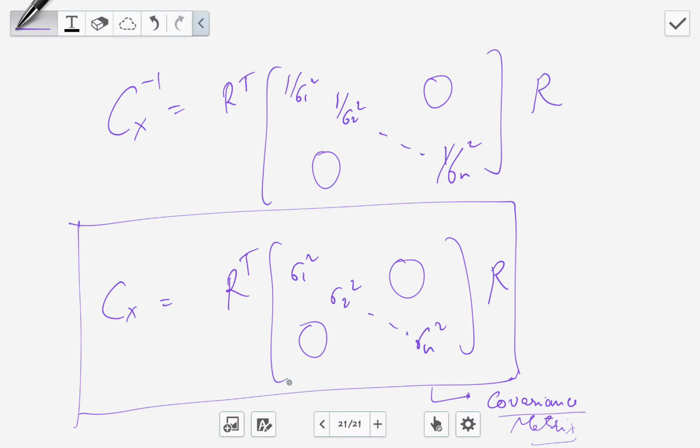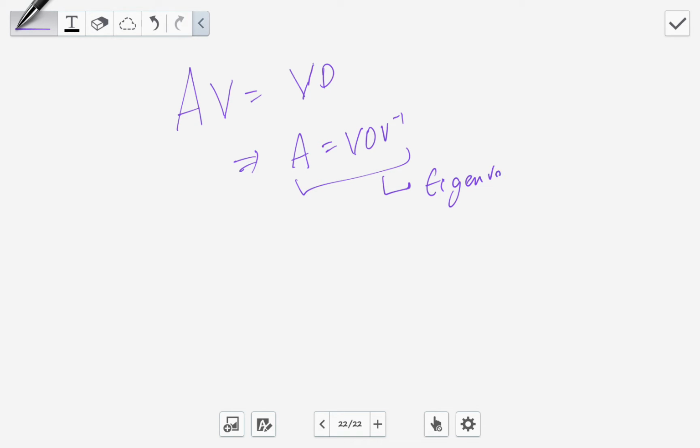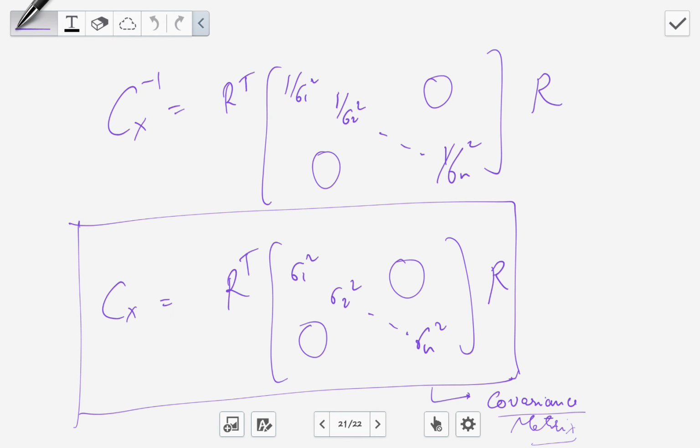Now, this is a diagonal matrix. This is a matrix which is the inverse of this. So what is this called? Say AV is equal to VD. Then I write A is equal to V D V inverse. What is this called? Eigenvalue decomposition. Okay. So this is the eigenvalue decomposition.